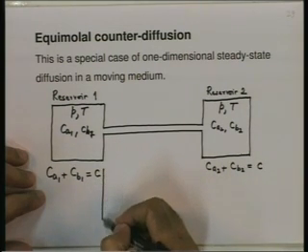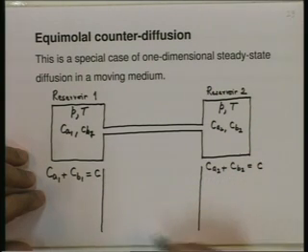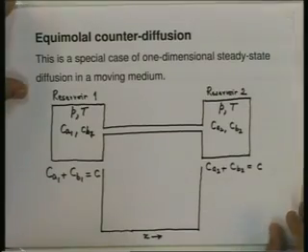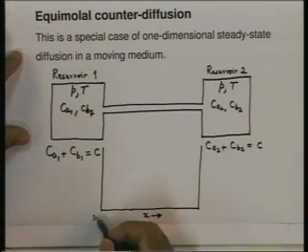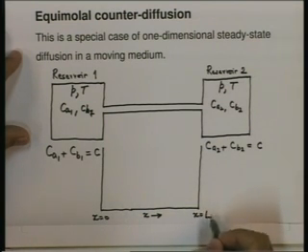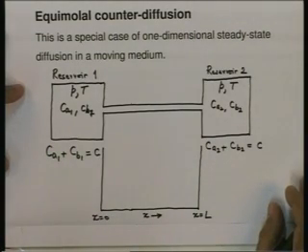Let us plot concentration against the distance x. Let us say this is x equal to 0 and this is x equal to L, the length of the thin passage between the two reservoirs.